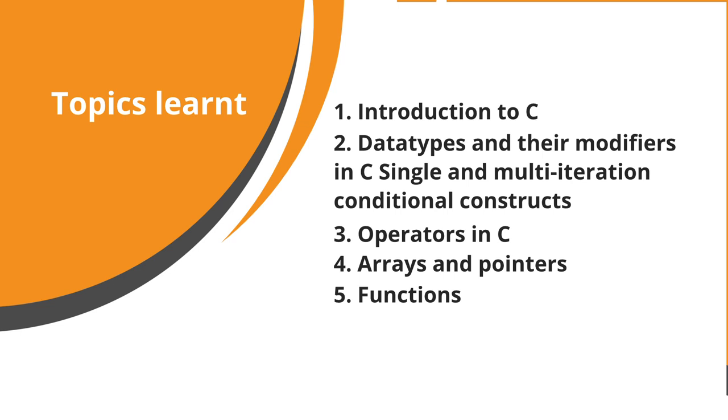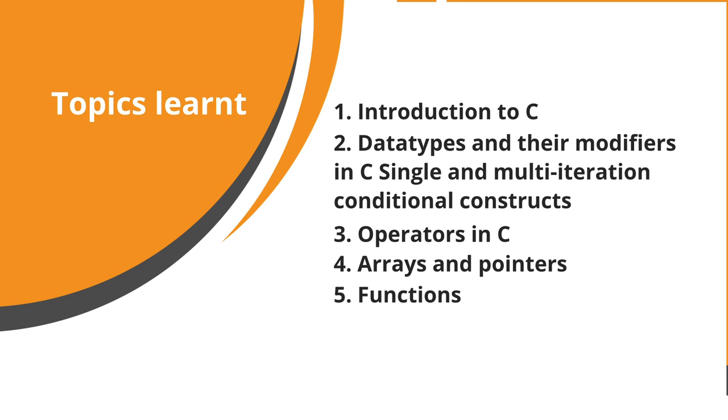For the multi-iterations, we use while, do while, and for loops. While loops are used for repeatedly executing a block of code while a condition is true. Do while loops are used for repeatedly executing a block of code while a condition is true. A for loop is used for executing a block of code for a specified number of iterations.